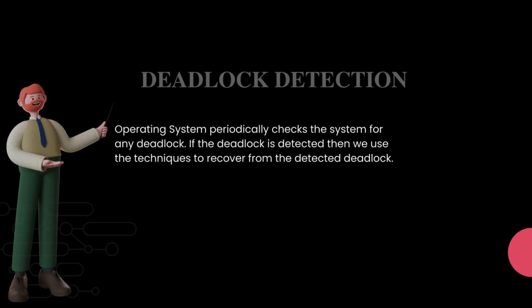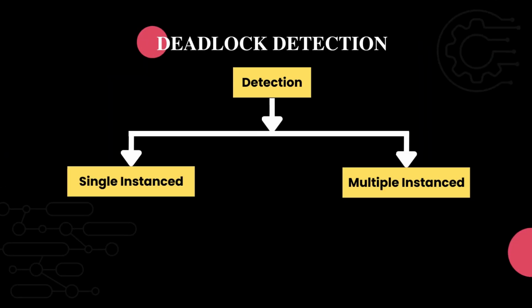the detected deadlock. There are two cases in deadlock detection: single instance and multiple instance. In single instance resource type, if a circle is being formed in the system, then there will definitely be a deadlock. On the other hand, in multiple instance resource type, detecting a cycle is not enough. We have to apply the safety algorithm on the system by converting the resource allocation graph into the allocation matrix and request matrix. Let's see both with an example.